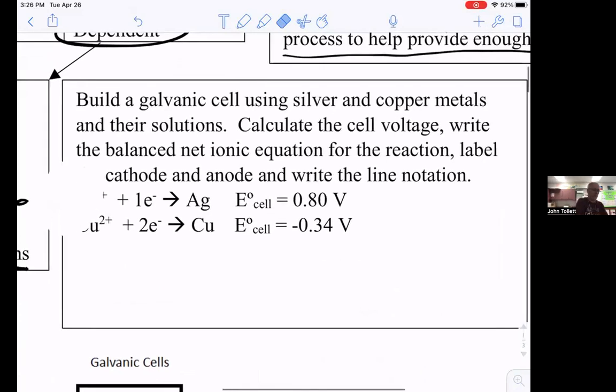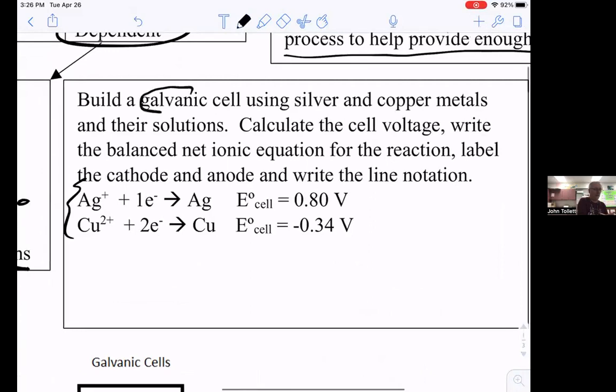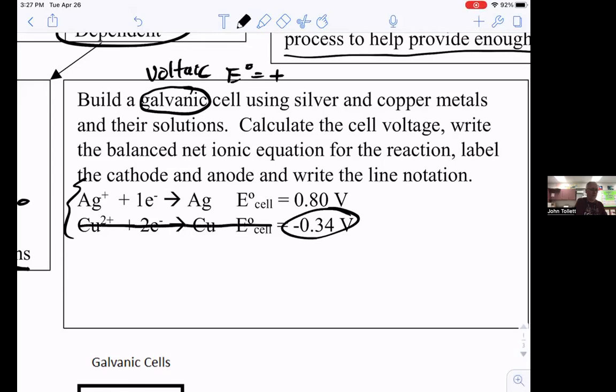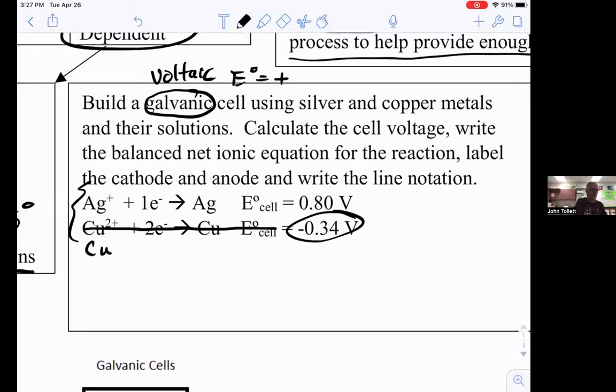So I'm looking at these two reactions right here, and I'm putting silver and copper together. It's going to be, I already said, a galvanic cell, which is the same thing as a voltaic cell, which means that my cell potential is going to be positive. So I've got to change one. I can't have reduction for both. I've got to change one of these so that I actually have an oxidation potential written here as well. So I'm going to reverse my copper reaction to produce copper ions and my 2 electrons. And that would change my cell potential here to be a positive 0.34, right?